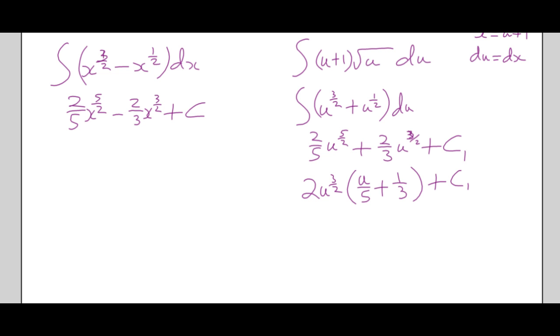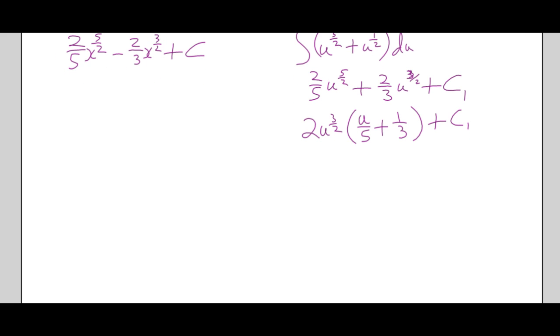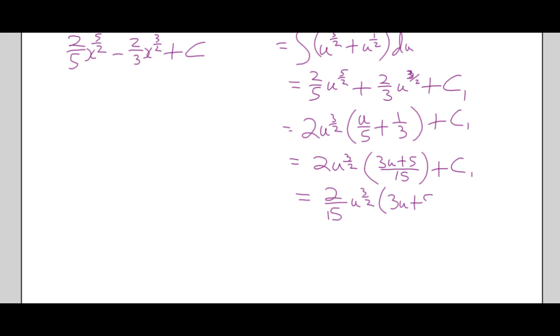Okay, so we're going to take the term inside the brackets and combine that together, right? So it's going to be over 15, and it's going to be 3u plus 5 over 15, I think. Throw some equal signs in here. So 2u to the 3/2, and this will be 3u plus 5 over 15. Well, the 15 is a constant, right? So it can just come out as part of this. So it would be 2/15 u to the 3/2, 3u plus 5 plus c.